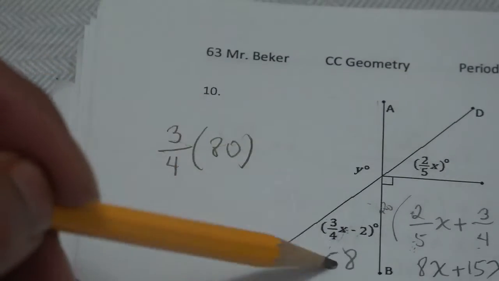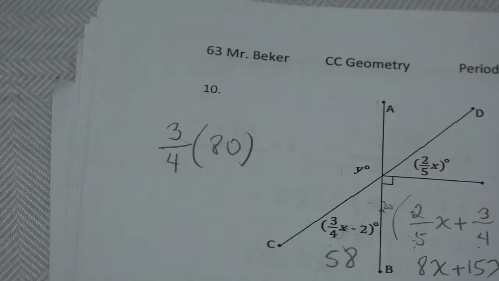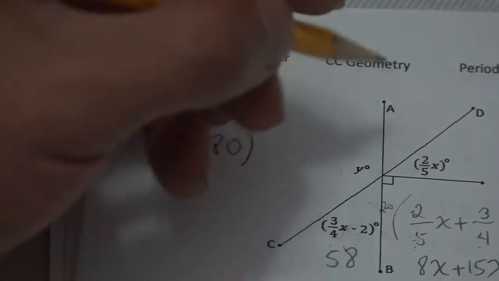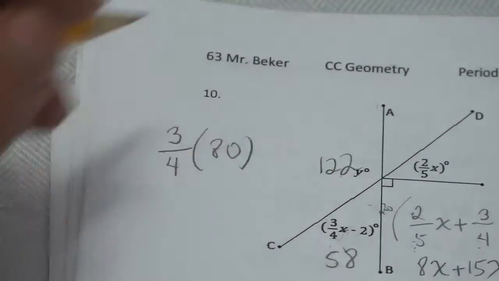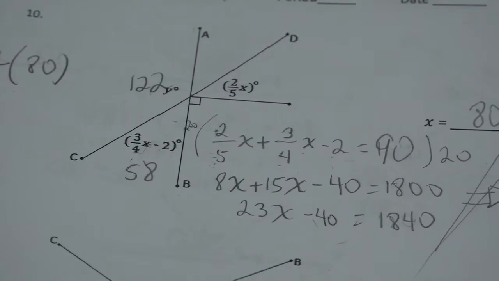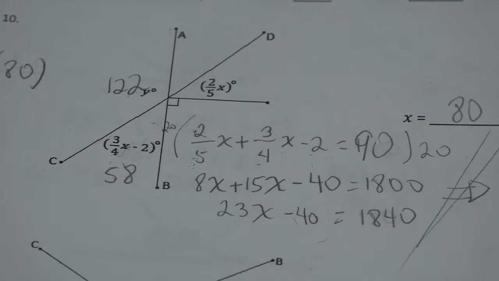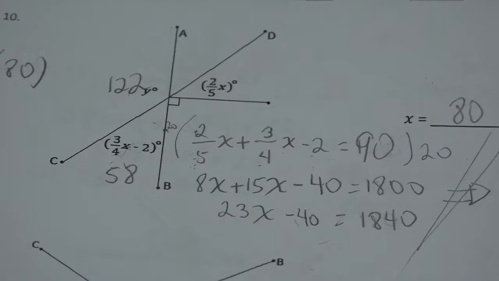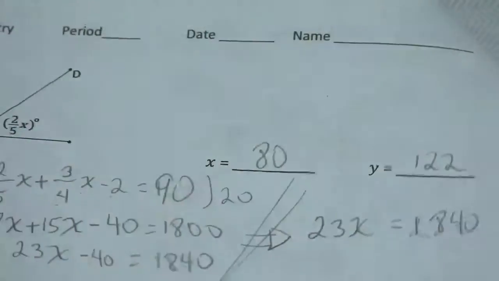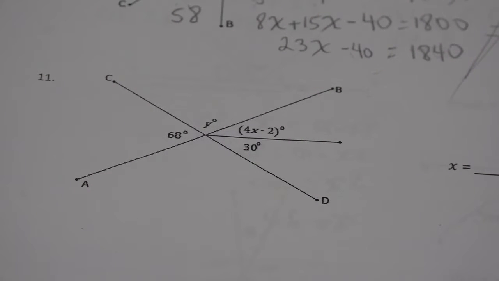Now, if that is 58, then you know that this plus this is 180. So 58, that means that y has to be 122. It's kind of hard, right? But you know what? It's good. All right. Y is 122. All right. So here I'm just going to tell you what to do. You do it on your own.